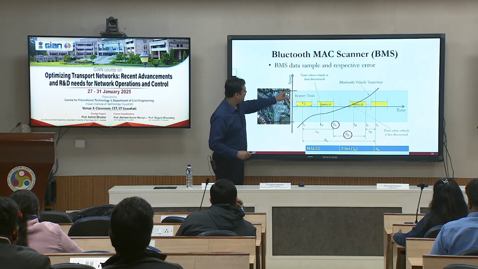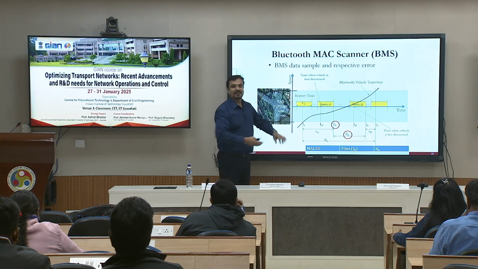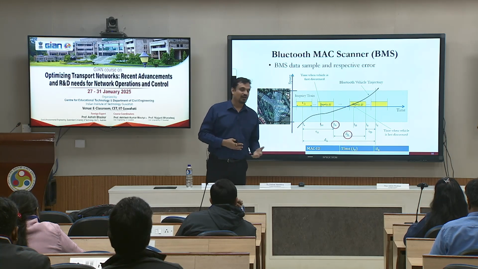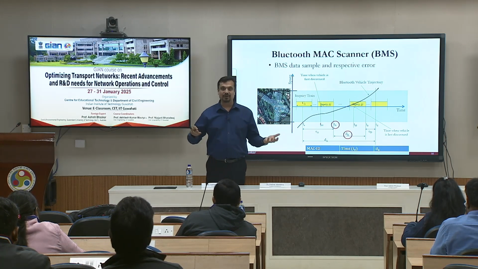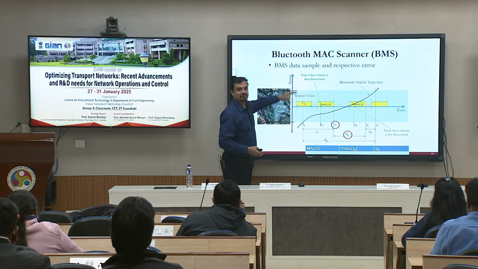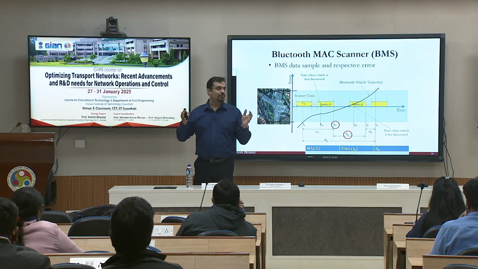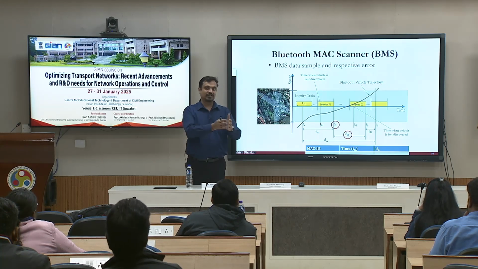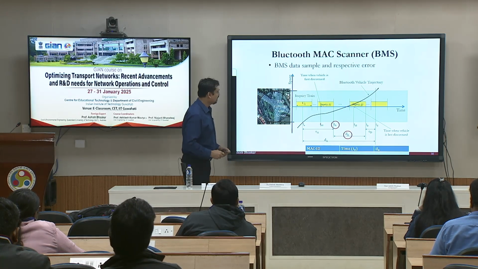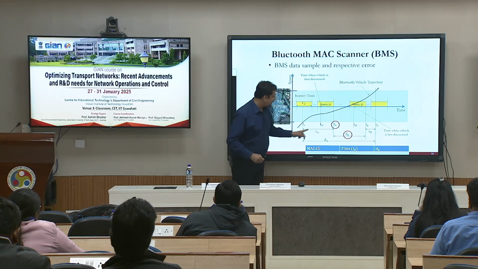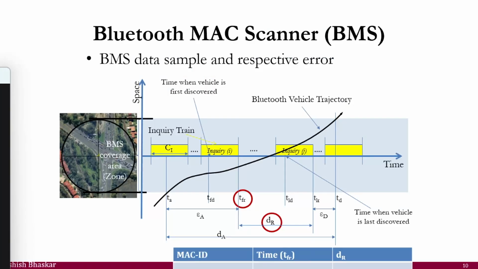I've shown it quite neatly as that much radius, but based on communication strength and the weather, whatever can impact it, this radius might have some fluctuations also. So there is a spatial error in observing the Bluetooth MAC ID, spatial because it's observing in a specific space. So I call this error epsilon A for its arrival error, and epsilon D for its departure error. So there is an error in the whole observation. Are you okay with this?